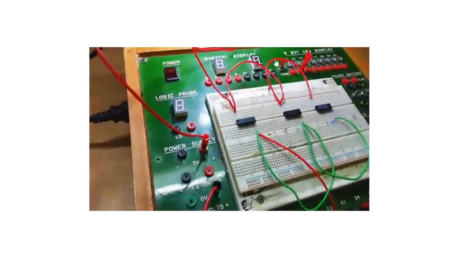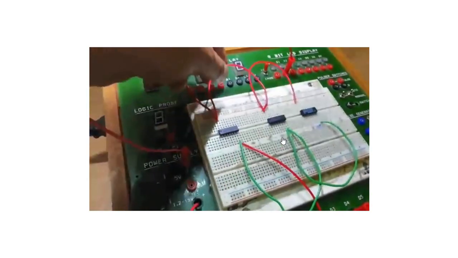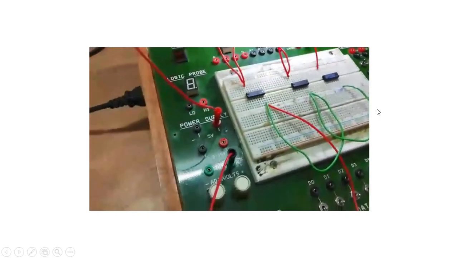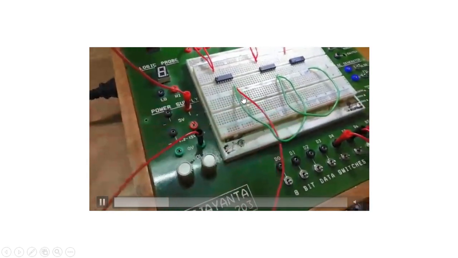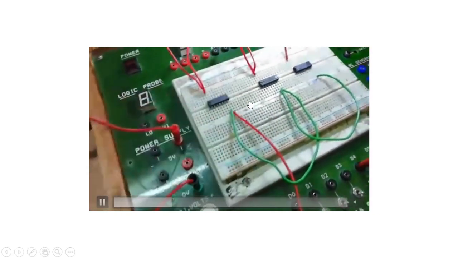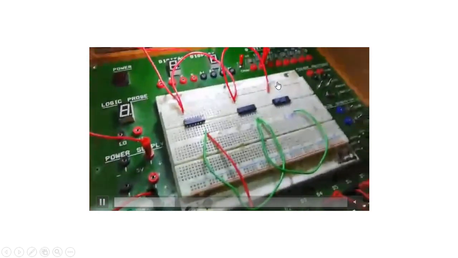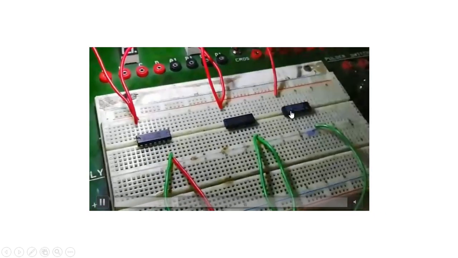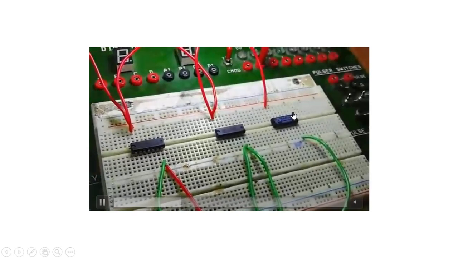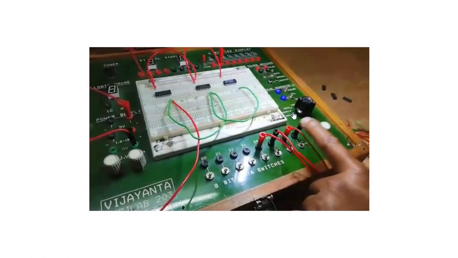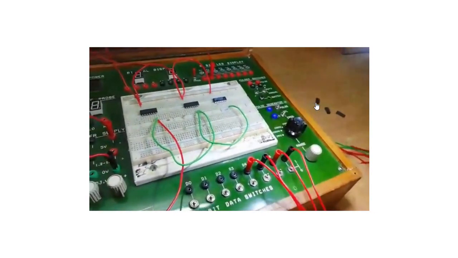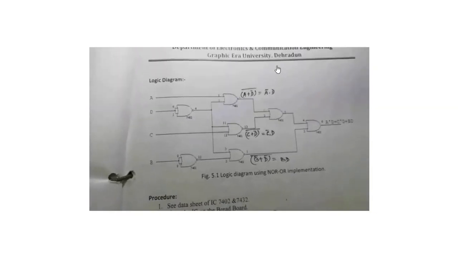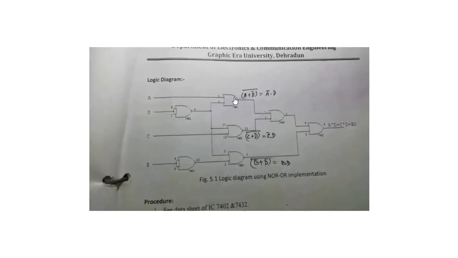This is our power supply plus 5 volt, which we will connect to pin 14 of all the ICs, and we will ground every pin 7. So these two are NOR gate ICs and this one is our OR gate. So we have done this. We can use these input switches to give inputs. So this was our circuit.